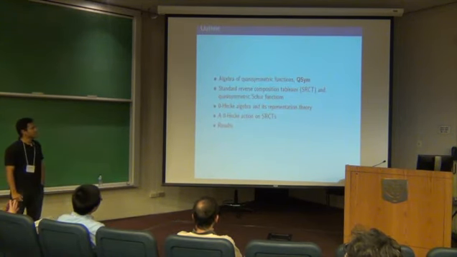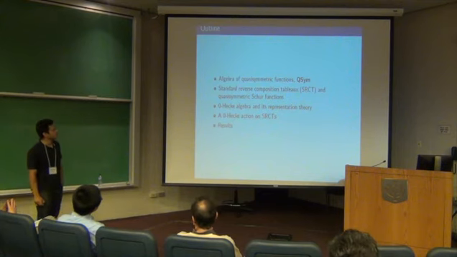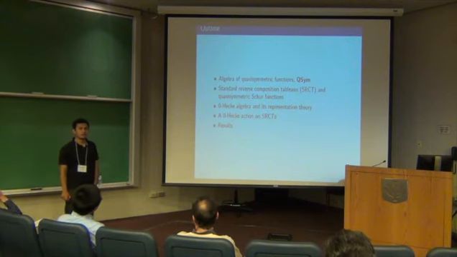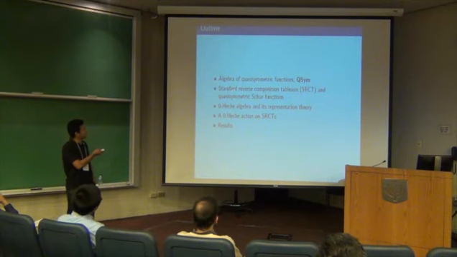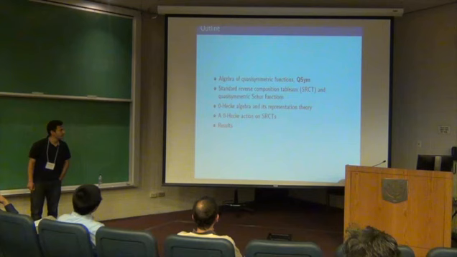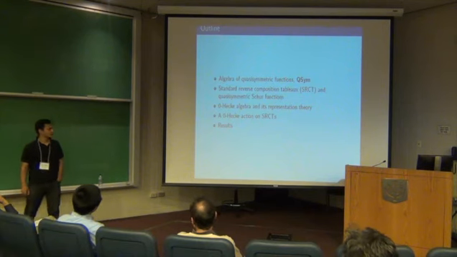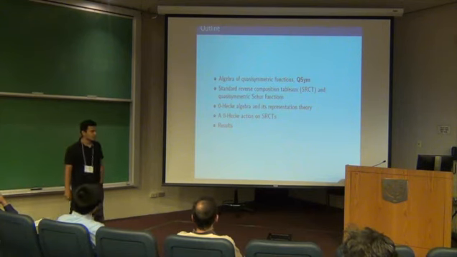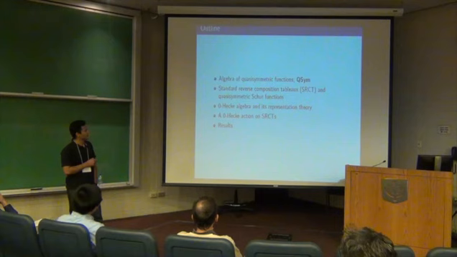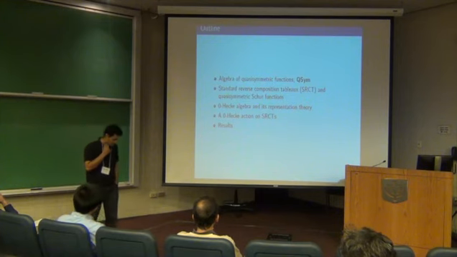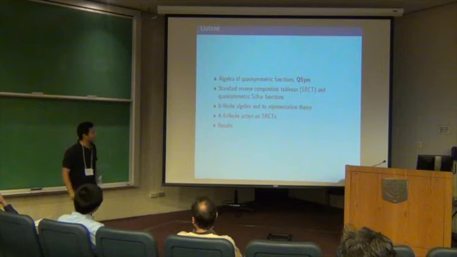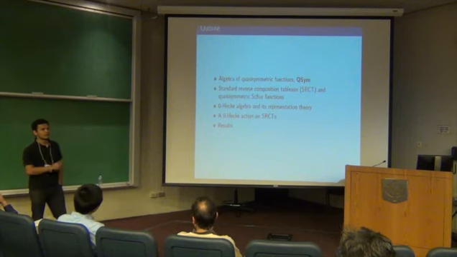I'll start by introducing the algebra of quasi-symmetric functions, denoted QSym. I'll talk about our main combinatorial object called Standard Reverse Composition Tableau, abbreviated SRCT, and I'll use those to introduce quasi-symmetric Schur functions. I'll give you a brief overview of nil-Hecke algebra and the associated representation theory. Finally, I'll give a nil-Hecke action on SRCTs and use it to give you some results on quasi-symmetric Schur functions.